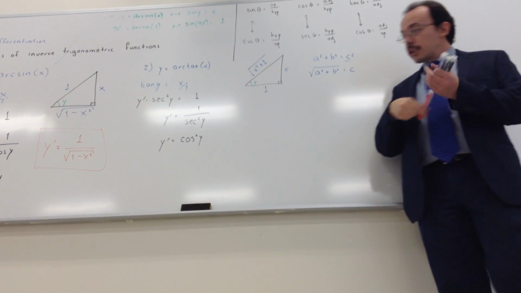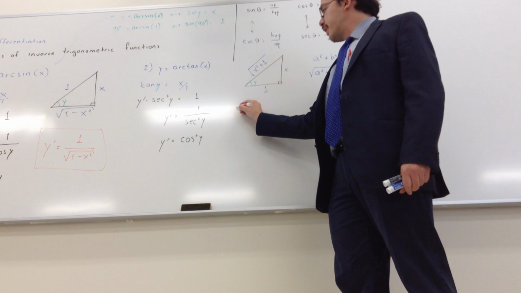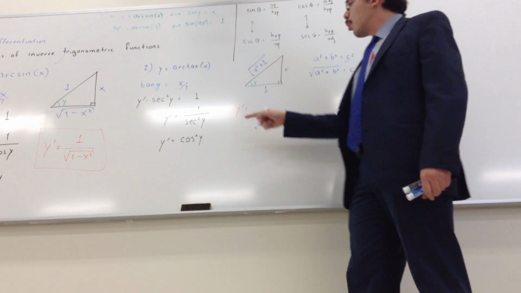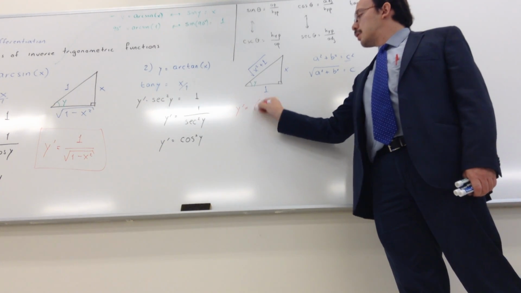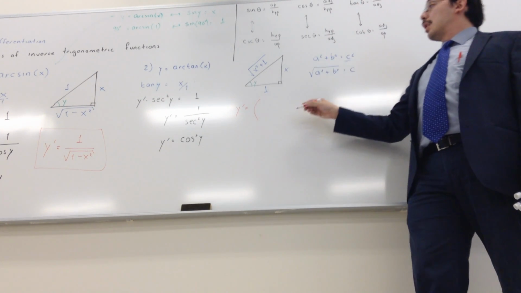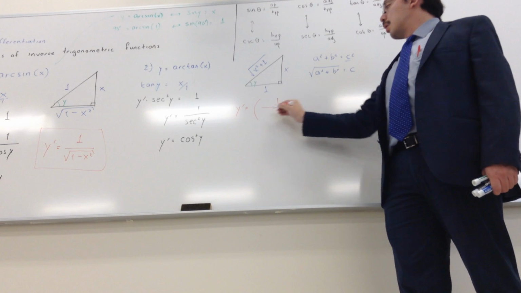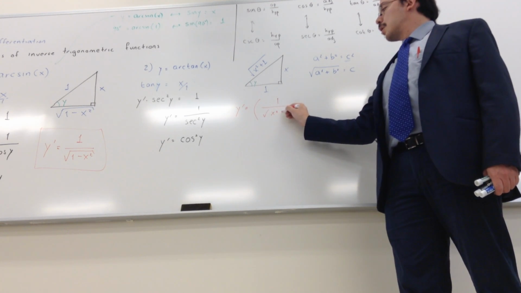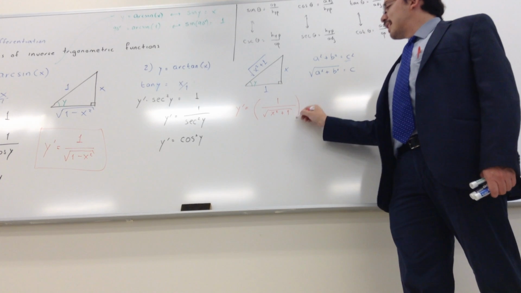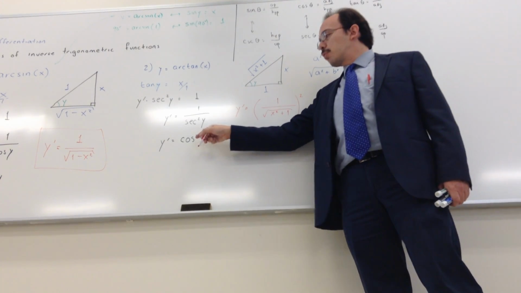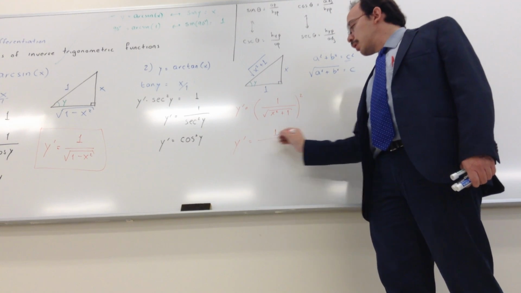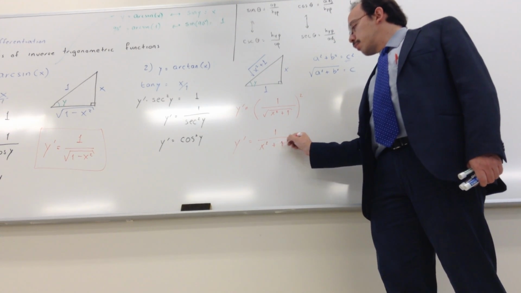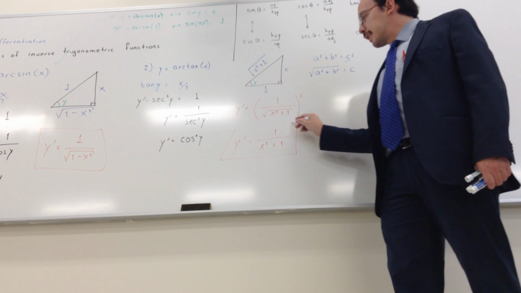Yeah? So the final derivative, y prime, is going to be, what's cosine? What is cosine? So, raised to the square. For y squared, we will have a square here. The final answer is going to be 1 over x squared plus 1. And that's it.